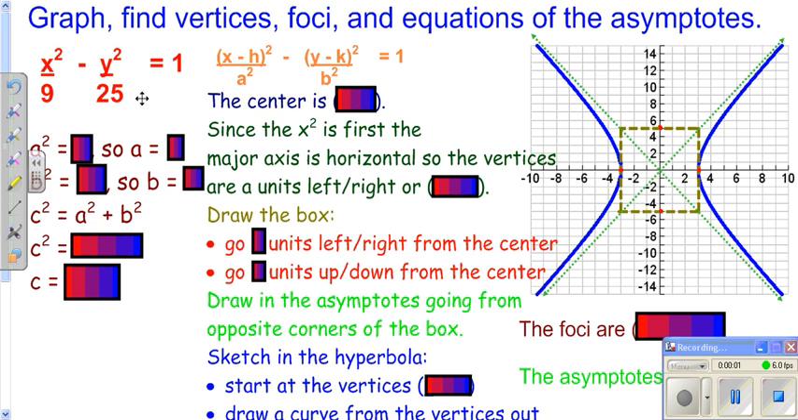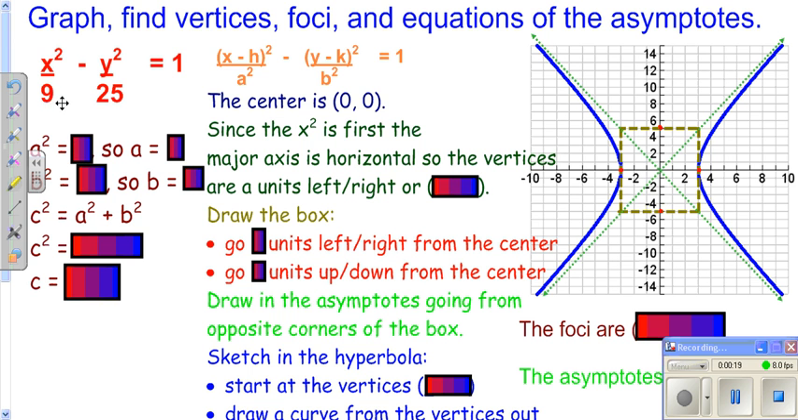So here we're given our equation. Since our x is first, we know we open sideways in the x direction. There's nothing being subtracted from your x's or your y's before you do your squaring, so you know you're centered at the origin.